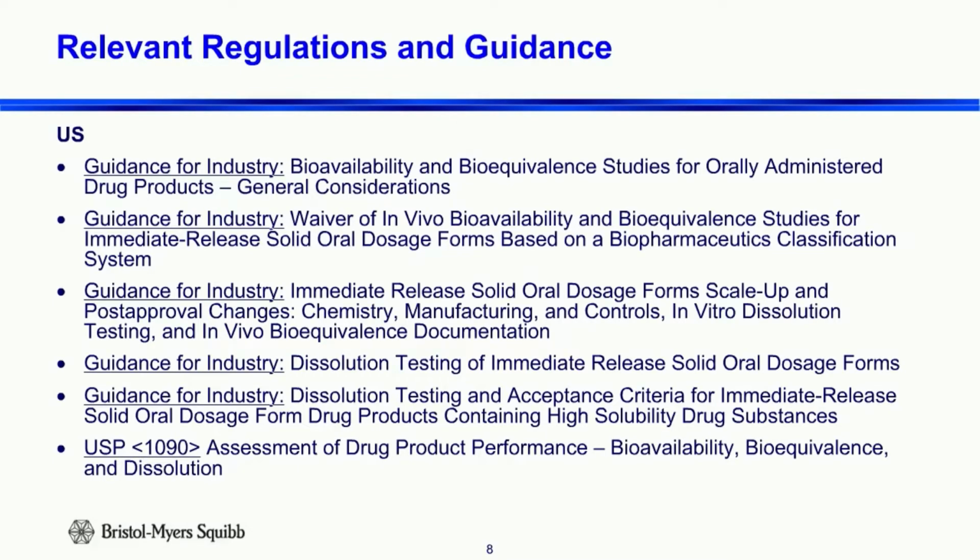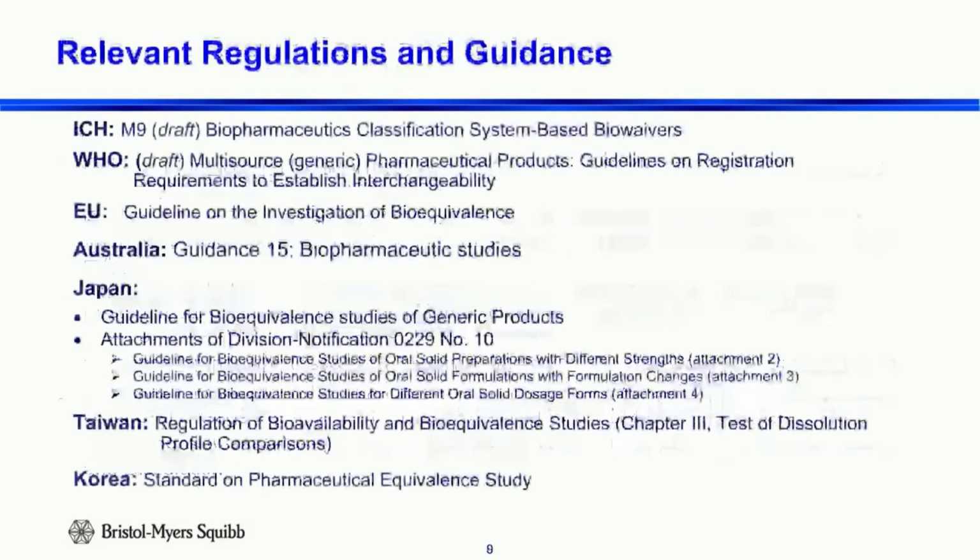The third one is most often referred to as the so-called SUPAC guidance. That is for post-approval changes. It lays out the type of changes, the supporting data required, and the type of submission needed. Since we're talking about using dissolution for biowaiver or post-approval changes, I also listed two of the commonly used or referred to dissolution guidances. There's an equivalent guidance in USP for biowaiver and bioequivalence.